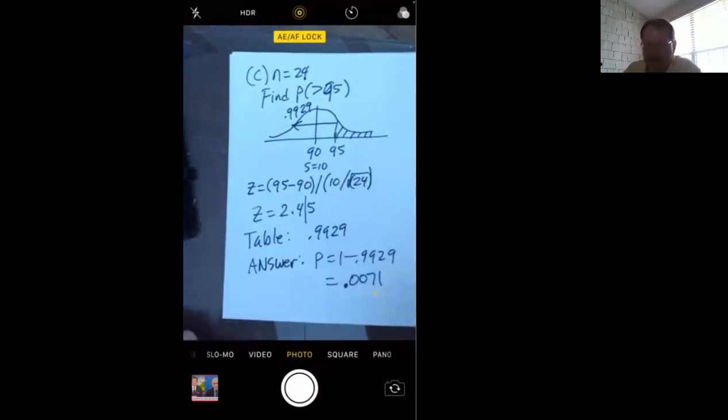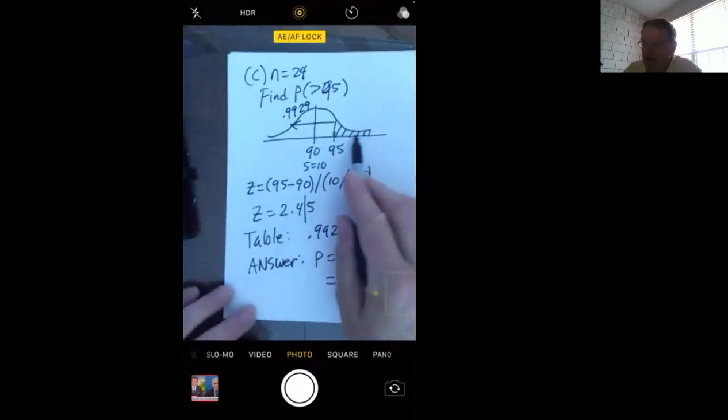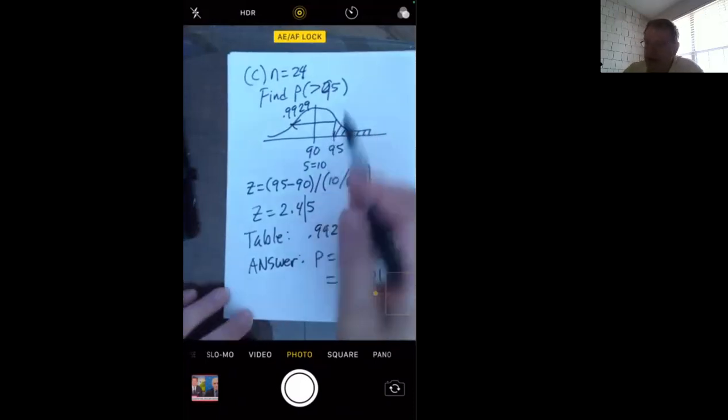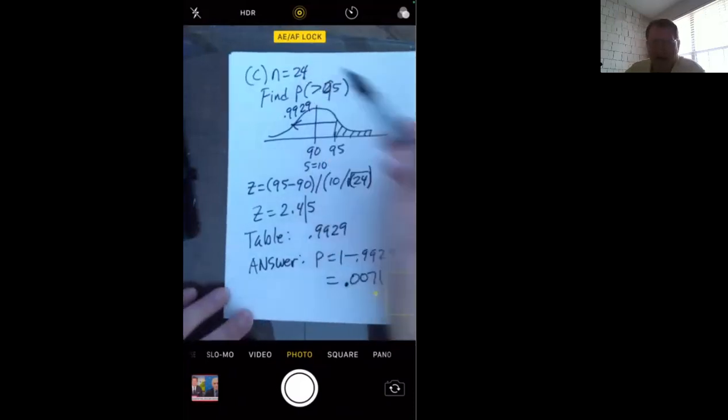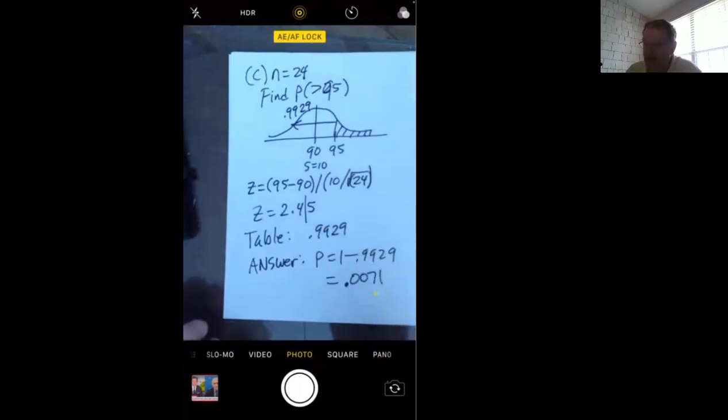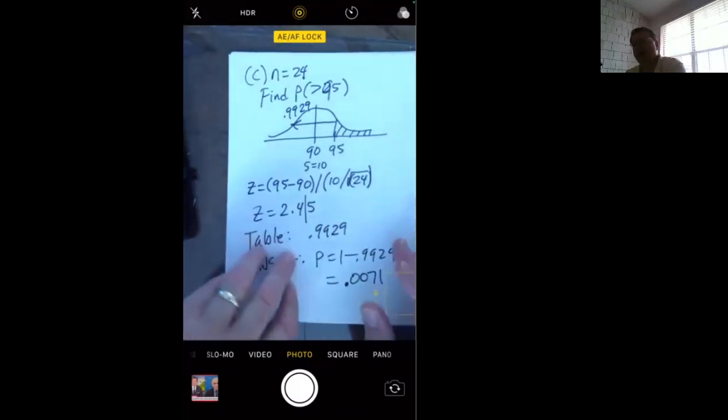There's a 0.7% chance that a random sample of 24 would have a mean greater than 95. So the probability, this tail area, keeps shrinking and shrinking when you start sampling with higher and higher sample sizes.